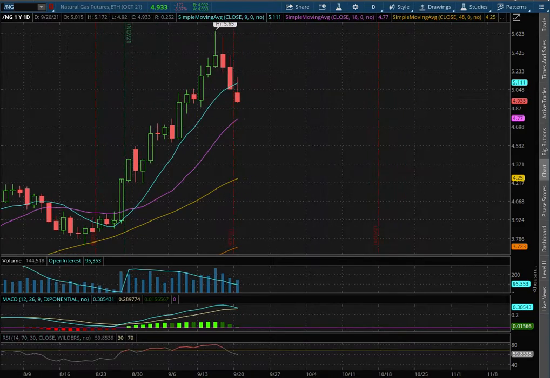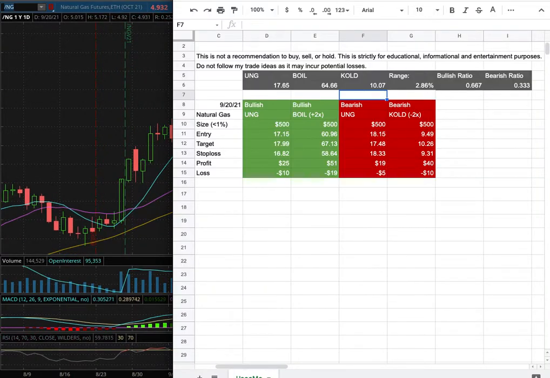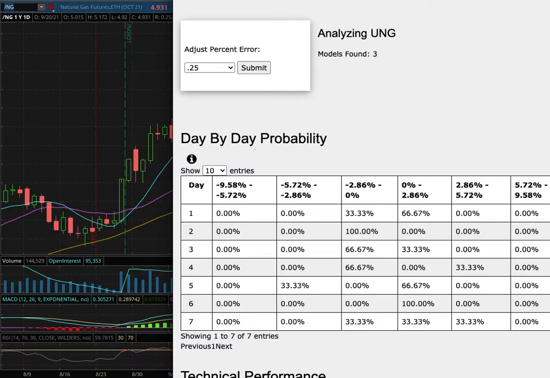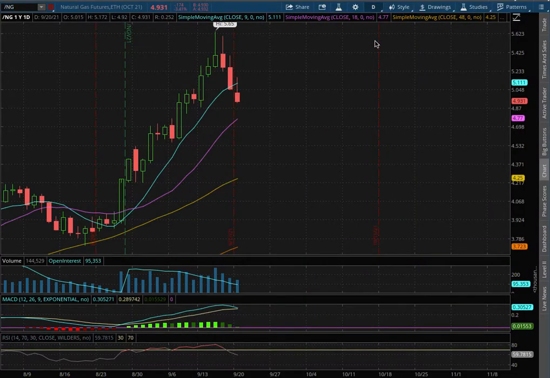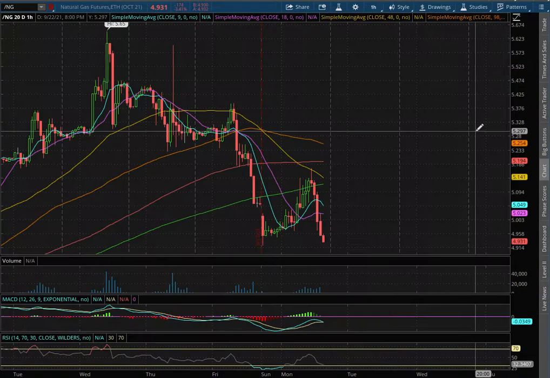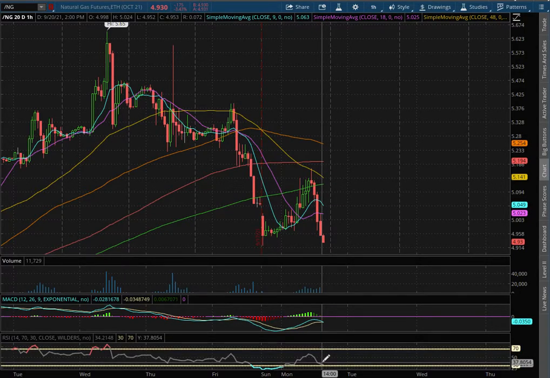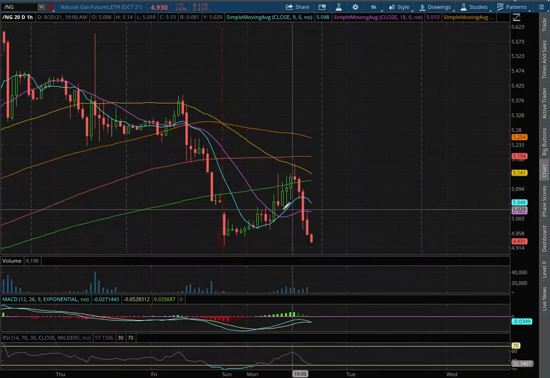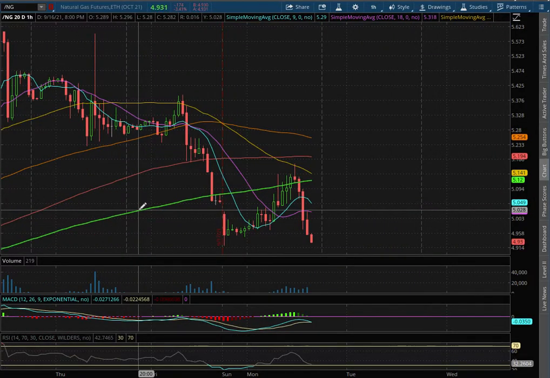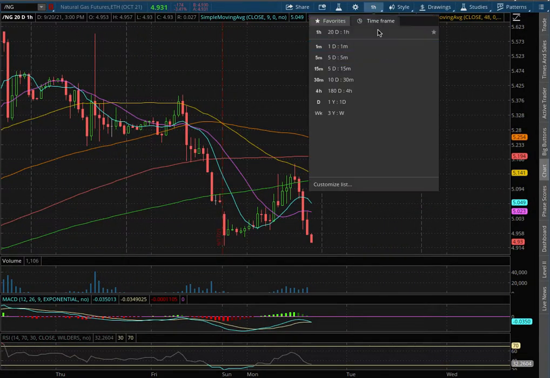Natural gas. In this video, we're going over my trade idea of the week and the day-by-day probability model. So let's start off with the technical analysis on the 1 hour chart. We remain in negative MACD. We're seeing signs of a divergence. We're approaching oversold levels with the RSI. We're still below the 200 moving average, this green line, currently at a price of $5.12.